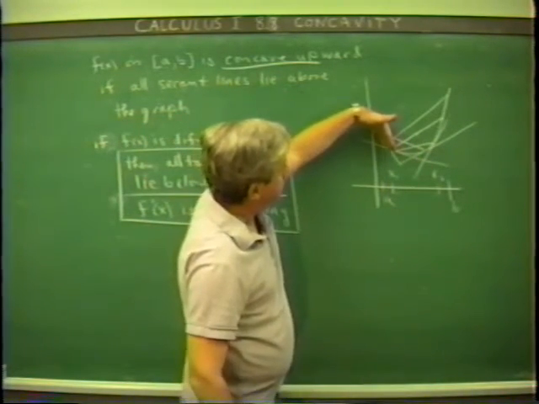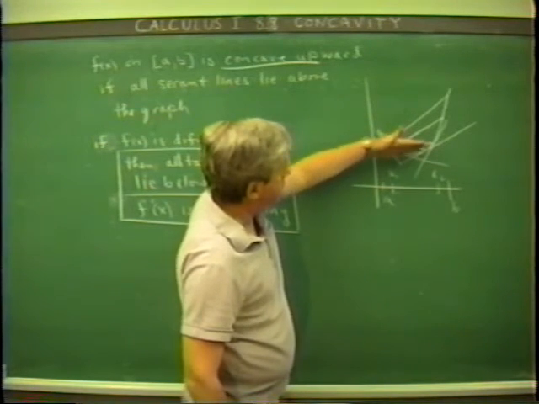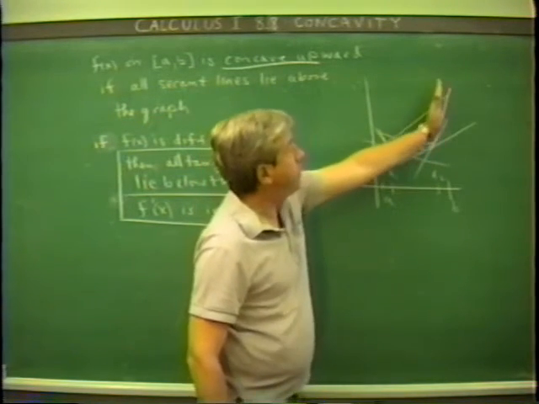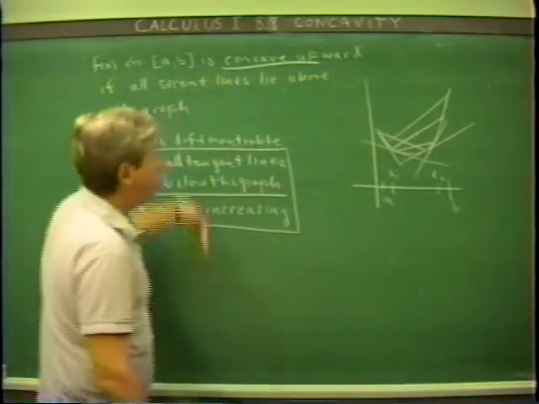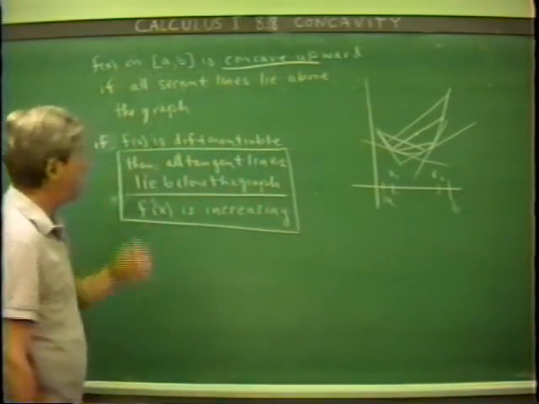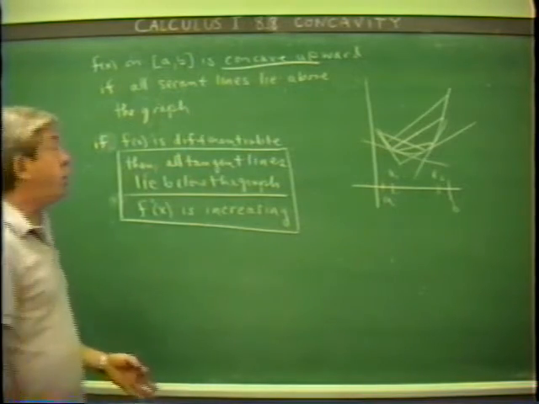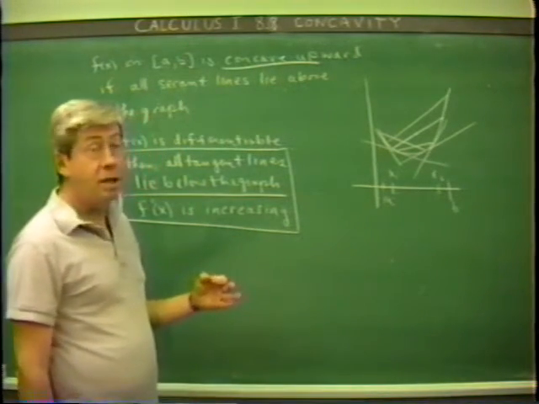You can see here that the derivative for this particular one that I've drawn is increasing. It starts here negative, and it gets less negative, and it gets positive, and the derivative is increasing. So the shape of a function which is concave up is something like this.